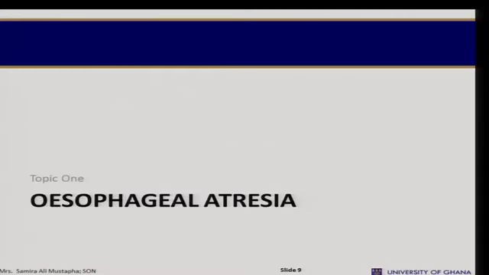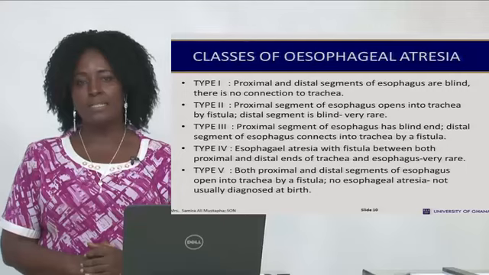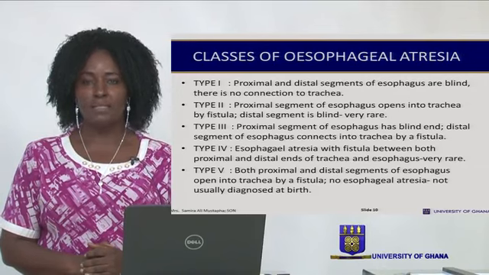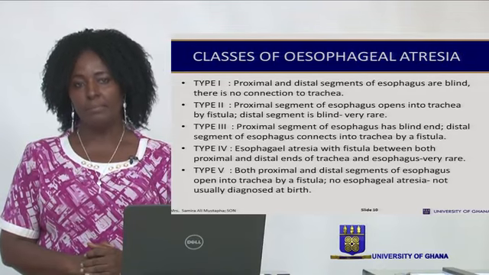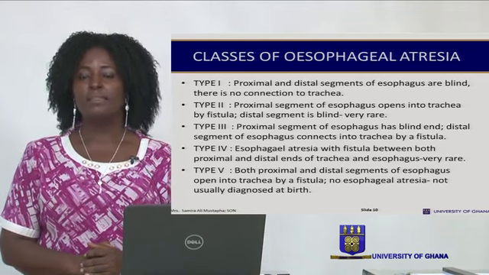Oesophageal atresia is the first topic we're looking at. There are various types depending on the level. Type 1: the proximal and the distal segments of the oesophagus are blind. There is no connection to the trachea. So it's purely GIT; the upper and the lower segments are not connected. Type 2: the proximal segment of the oesophagus opens into the trachea by a fistula, and the distal segment is blind. This is rare.